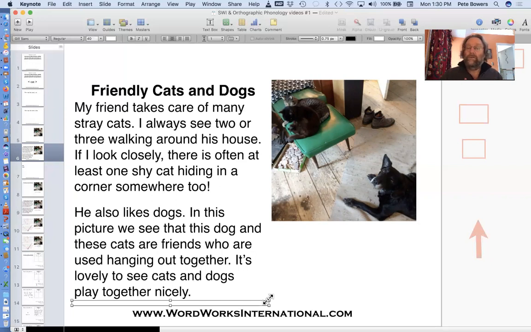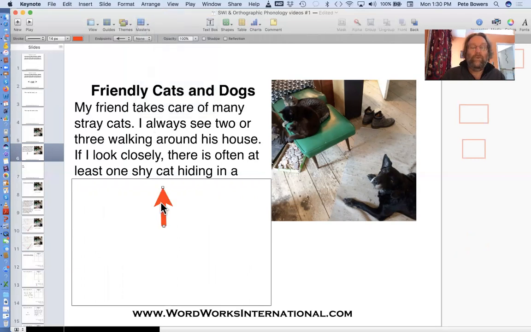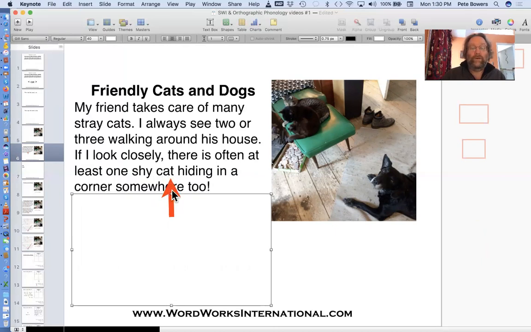So if I said to the class, well, yesterday we were talking about the word cat in the story that we had, the C-A-T for cat. Does anybody see that word here? And now I'm just seeing if they can identify just that spelling. And if this is something on the wall or something, a kid might be able to come point to it, but I can help them. And there it is. So we have the spelling, C-A-T. This says, if I look closely, there is often at least one shy cat hiding in a corner somewhere too. Okay, so there's our word cat.